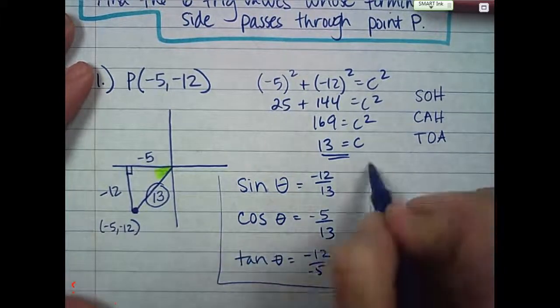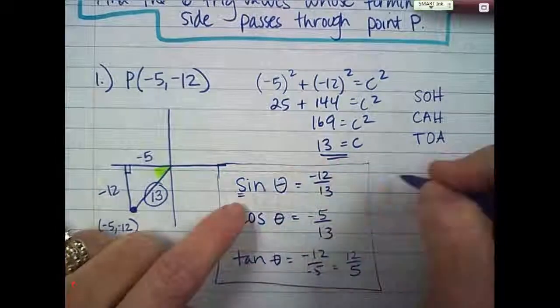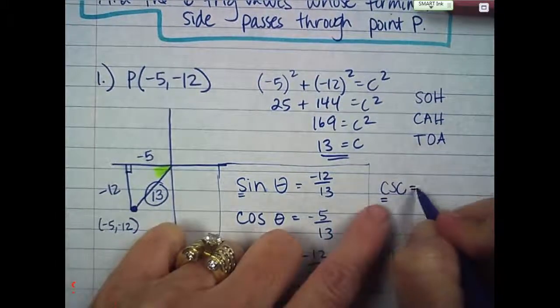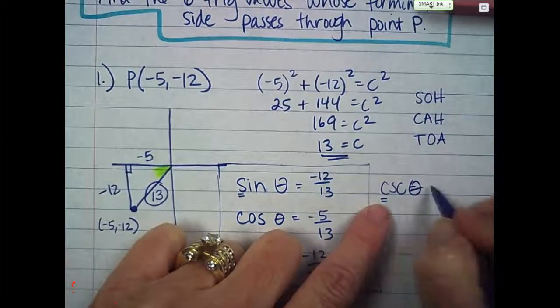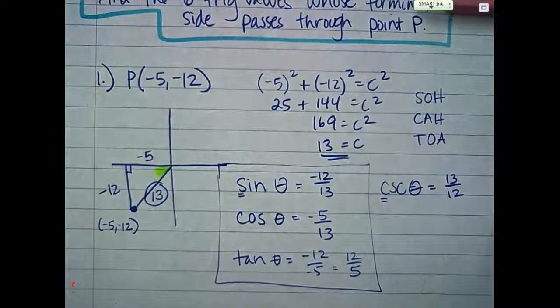So there was your 3 trig functions. Let's find the other 3. They're very easy. I've already done all the work. Now all you gotta do is do what to them? Flip them. Okay. There's equal signs. Cosecant starts with a C, and sine starts with an S. Cosecant of theta. Now flip it. 13 over 12.